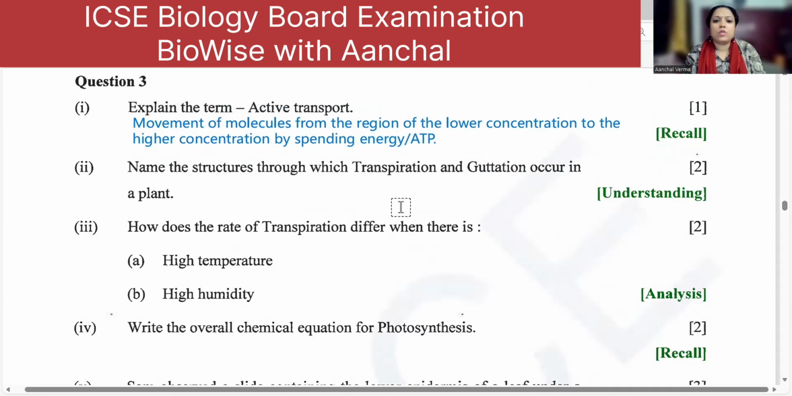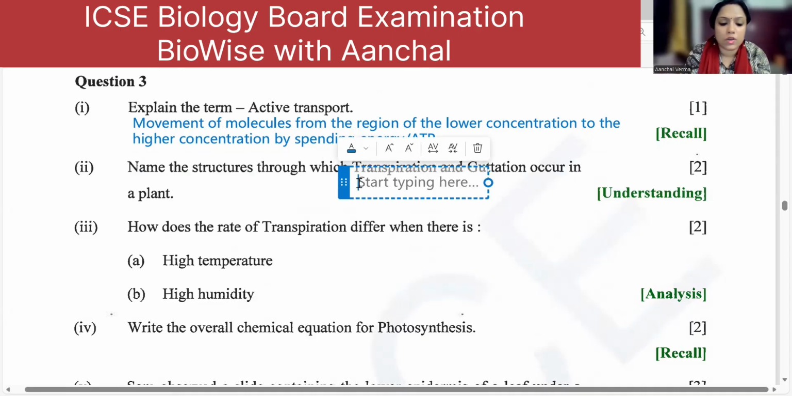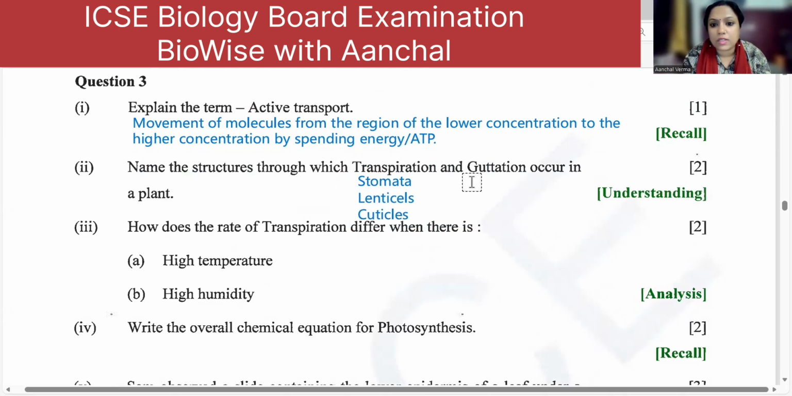Name the structure through which transpiration and guttation occurs in the plant. Now, this is 2 marks. So, here transpiration occurs through what? For transpiration, you're going to write stomata, lenticels, and cuticles. All the three you'll write because there are three types of transpiration. But when guttation occurs, it occurs through hydathodes. Kindly draw the T table and then write the answers.